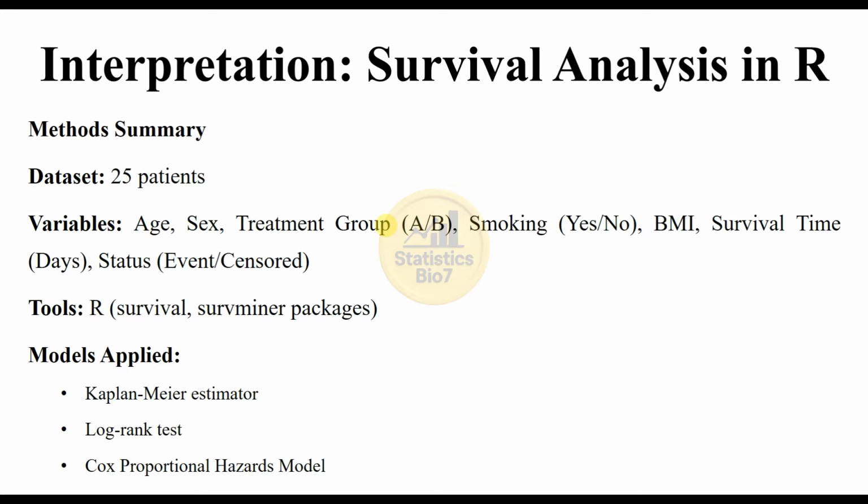So, the summary of the dataset: a total of 25 patients. The variables are age, sex, treatment groups A and B, smoking yes or no, BMI, survival time in days, and status for event or censored. The tools used for the analysis are the survival and survminor packages. The methods applied are the Kaplan-Meier estimator, the log-rank test, and Cox Proportional Hazards models.